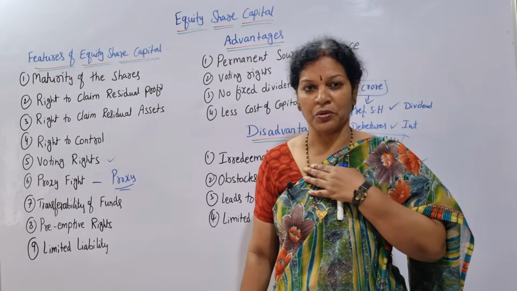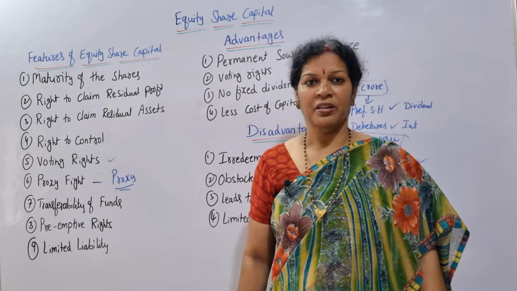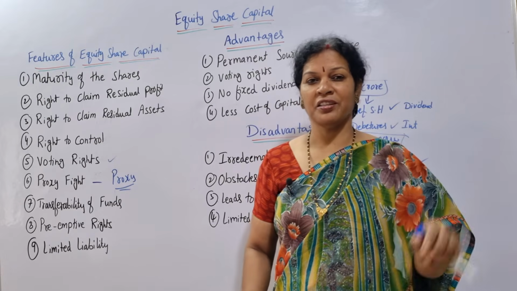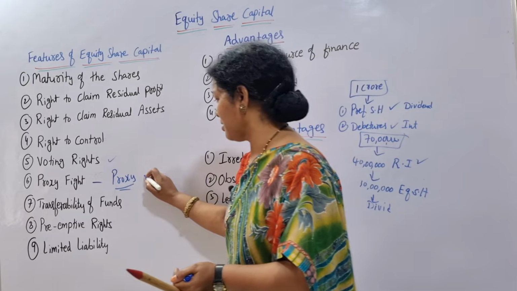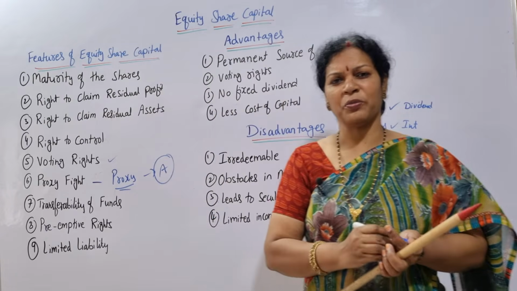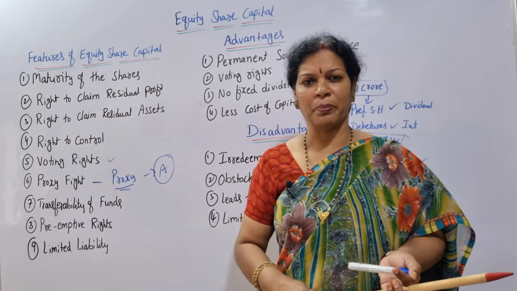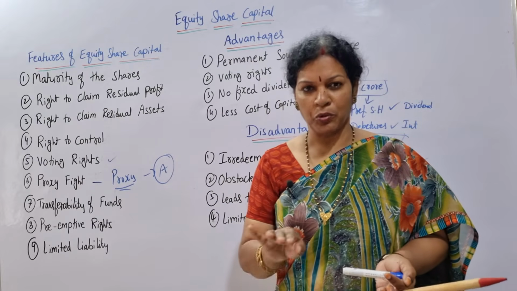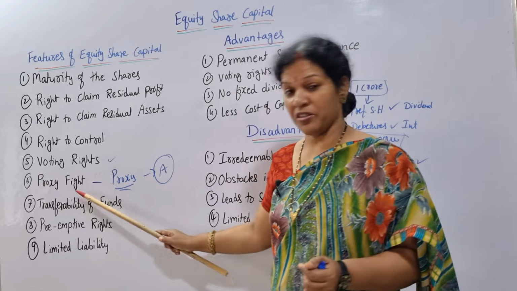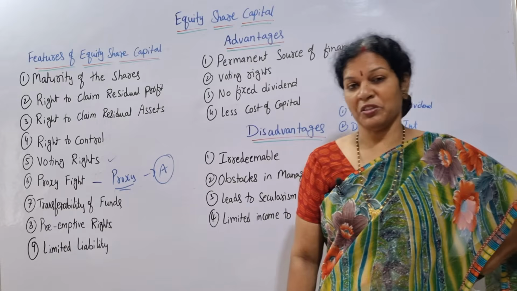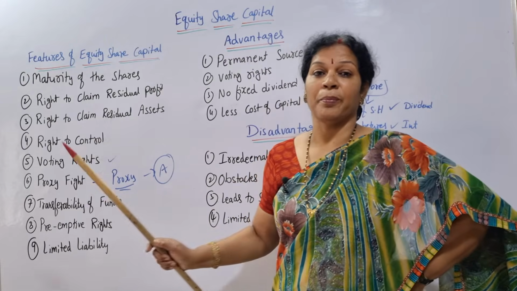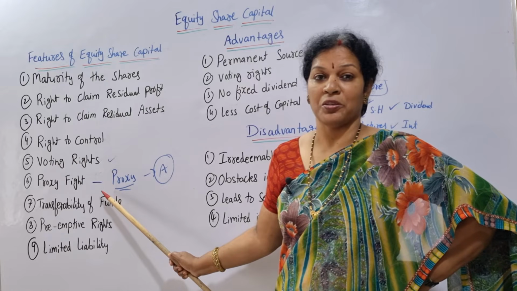Suppose I am an equity shareholder. I am unable to participate in the company voting process, election process. I can send somebody, Mr. A. I'm sending Mr. A. Mr. A, go and participate on behalf of me. I'm giving you in writing. Go and participate in voting on behalf of me. So that is called proxy fight. Equity shareholders have the right to vote. If not possible, he can appoint a proxy on behalf of the equity shareholder.